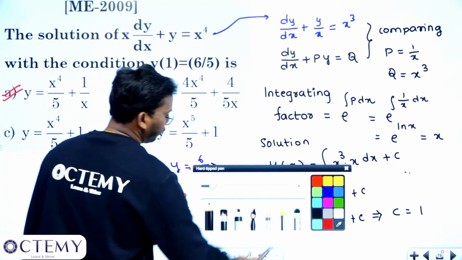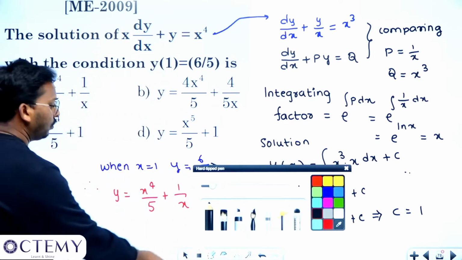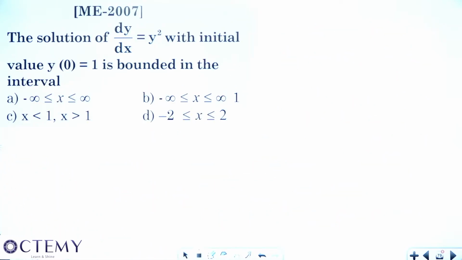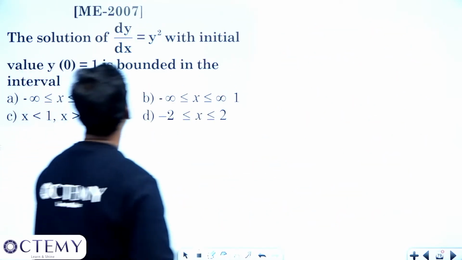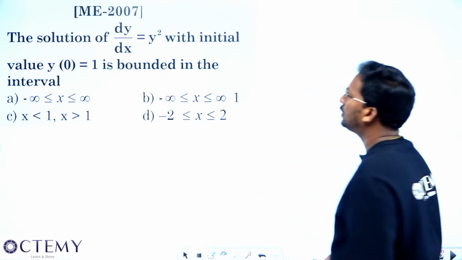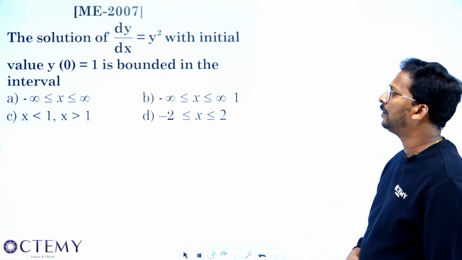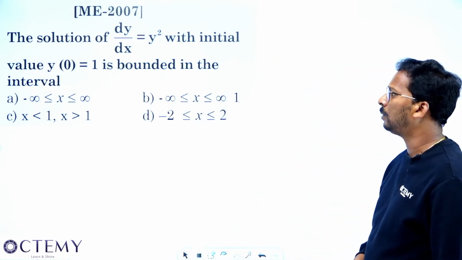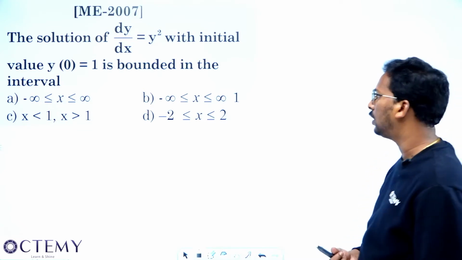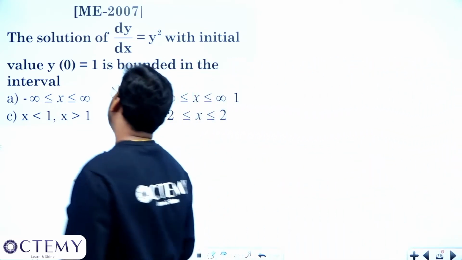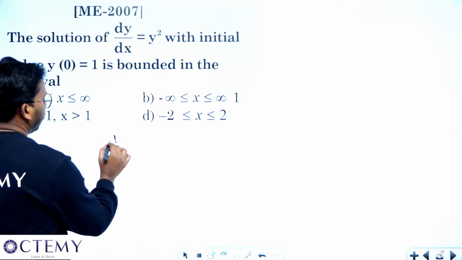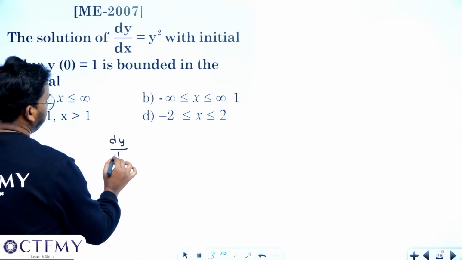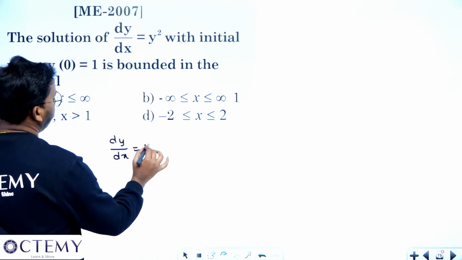Very good. If I go to the next question, see what is asked in the next question. The next question says the solution of dy by dx equal to y square with initial condition y of 0 equal to 1 is bounded in the interval. Right? It's bounded in the interval what? Let us find the solution first. Then let us look at the options. That will become dy by dx is equal to y square.